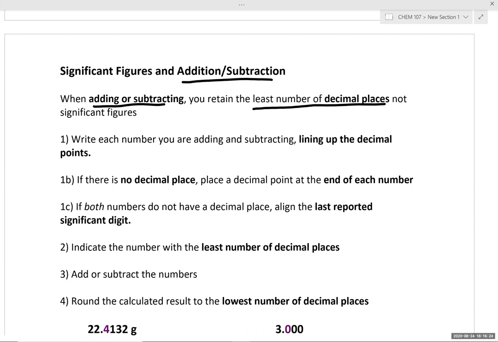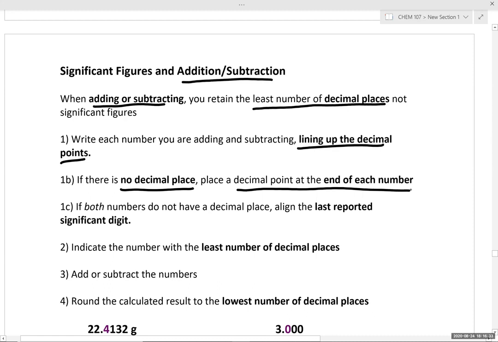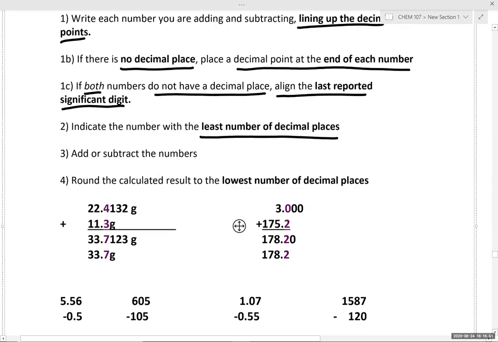You write each number that you are adding and subtracting, lining up the decimal point. If there is no decimal point, you place the decimal point at the end of the number. If both numbers do not have a decimal point, you align the last reported significant digit. You then indicate the number with the least number of decimal places, and you round your final answer to the lowest number of decimal places.